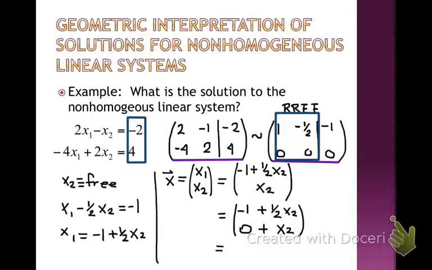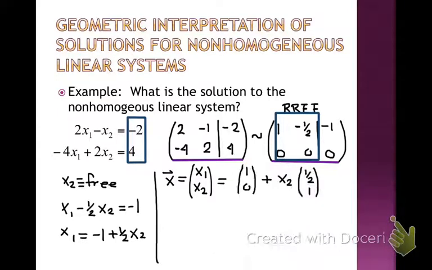So now I can separate this solution into the sum of two vectors, the vector -1, 0, and the vector x2 times 1/2, 1, which looks a lot like our homogeneous solution. Notice that the solution to the non-homogeneous linear system has two parts. One part, as I mentioned before, looks familiar. It looks like the solution to the homogeneous linear system. We're going to call this xh, or vector xh.